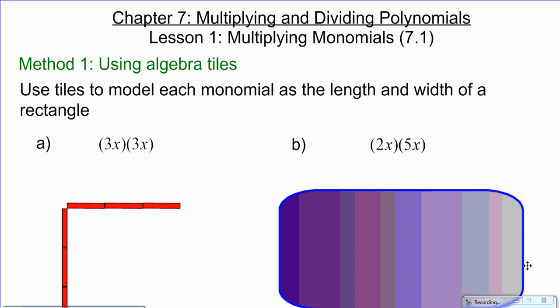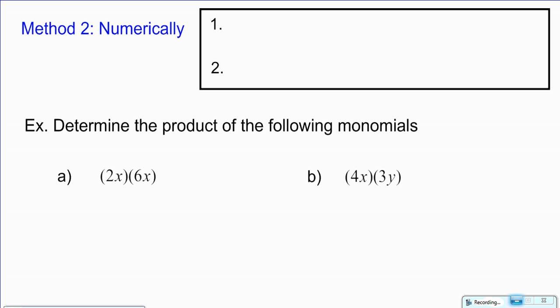Okay, so next thing. The second way we can do this is numerically. So drawing it out is great and fun, and building it is sometimes a lot easier to see. But some people want to move to a more efficient method or a quicker method. And so, of course, the quicker method is straight multiplying. And so we're going to do this numerically.